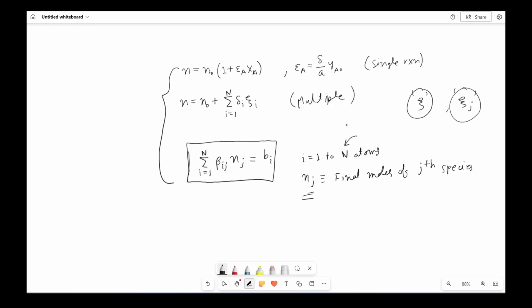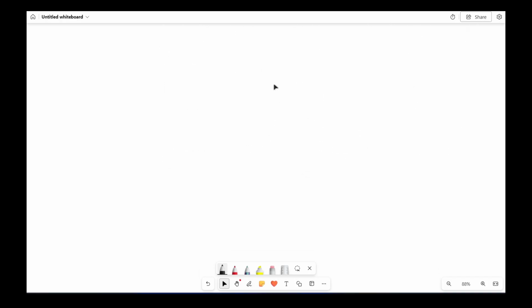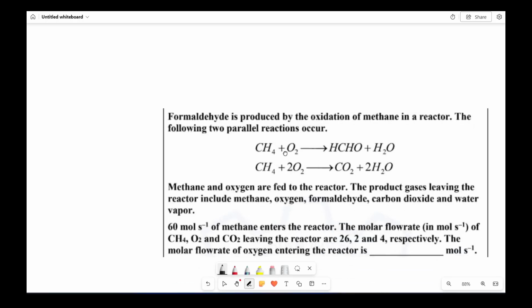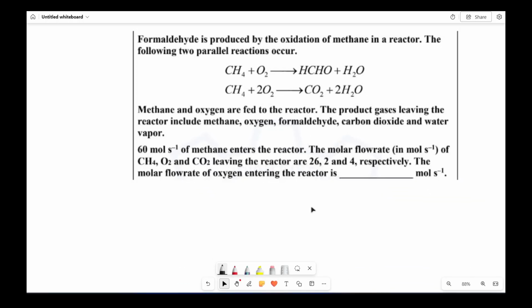I will be solving a few previous year GATE questions. This will help you to understand how to use the zeta, or how to use this mole atom balance. Okay, let's go to the question. This is our first question.